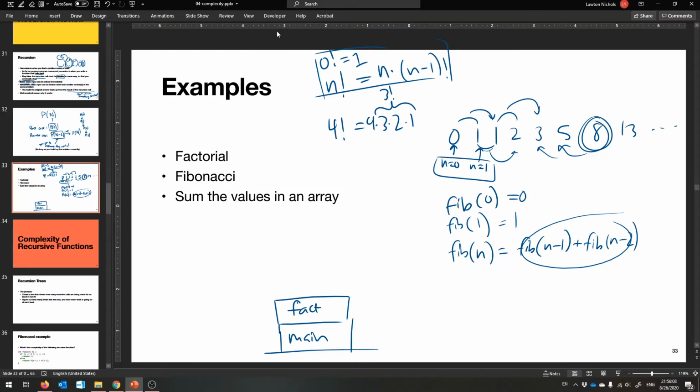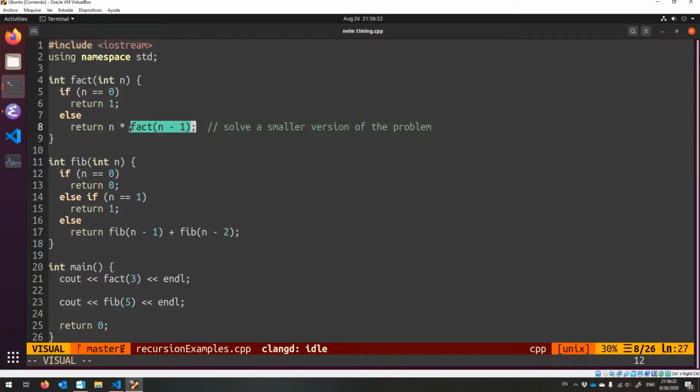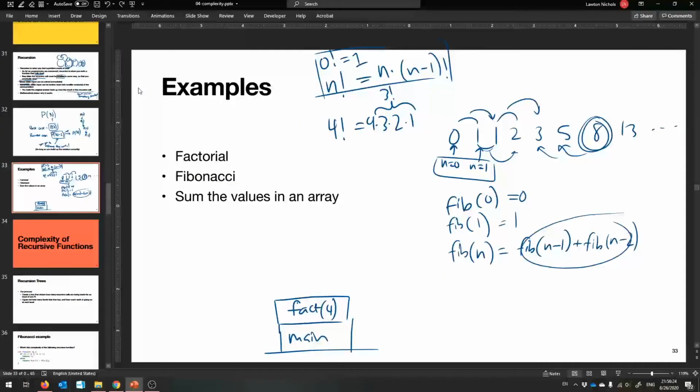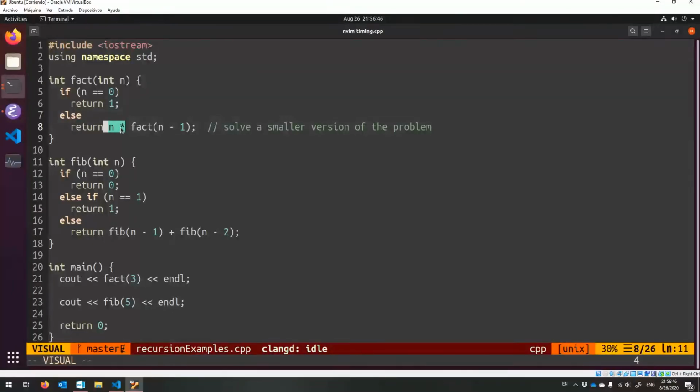So fact of 4 will call fact of 3, just right there, because we need to wait on this answer before we can multiply our n by it. Fact of 4 calls fact of 3 because it's waiting for that answer. It needs to make a recursive call. And fact of 3 calls fact of 2. This is our call stack. And fact of 2 calls fact of 1. And these are all waiting on the smaller factorial call because they needed to multiply their n by that value.